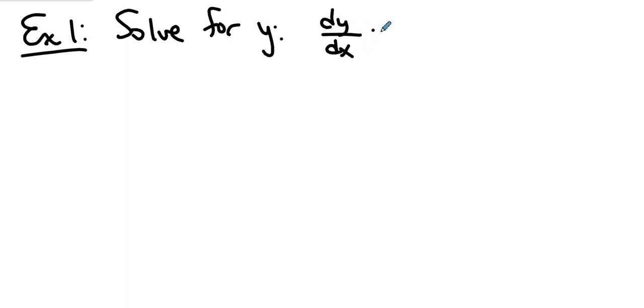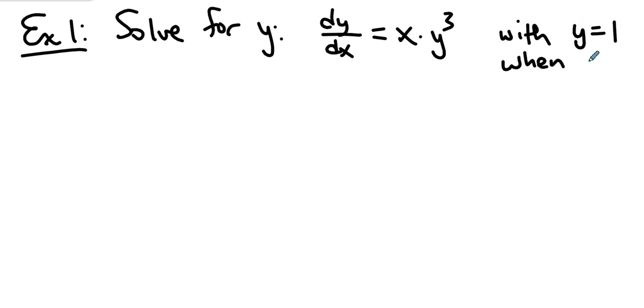Dy dx is x times y cubed with y equal to 1 when x equal to 1. So you'll notice for these types of questions, there are a couple of things in play. There's a differential equation. There's an initial condition. There's some point that's on the curve we're interested in. Otherwise, we get a family of curves. We want one specific curve.